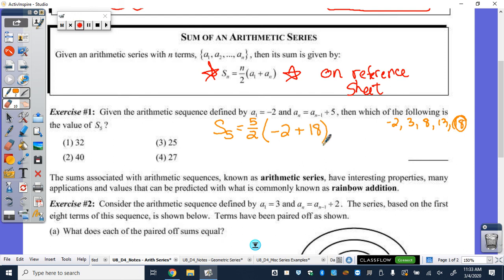So you have to know your first term and the last term that you're looking at. Now add them together and multiply by 5 halves. What do we get? What is our sum?